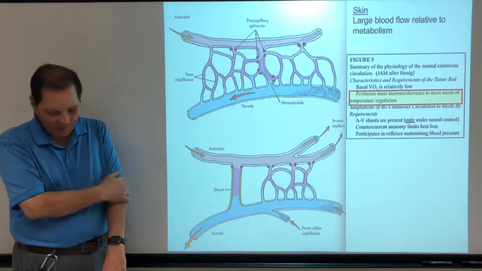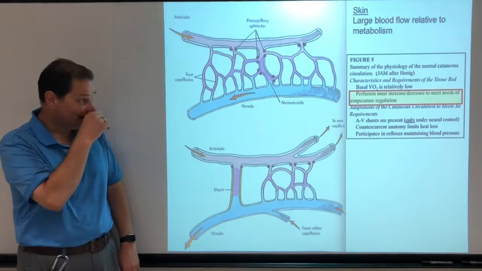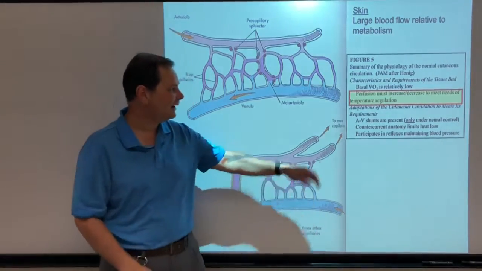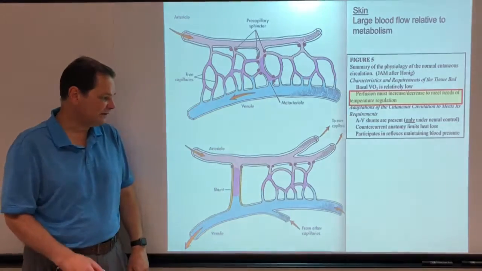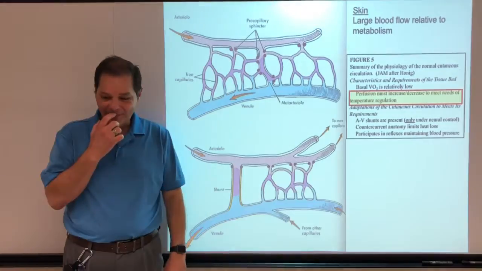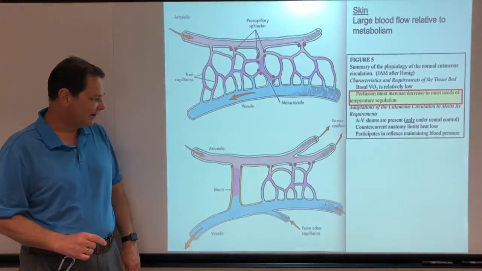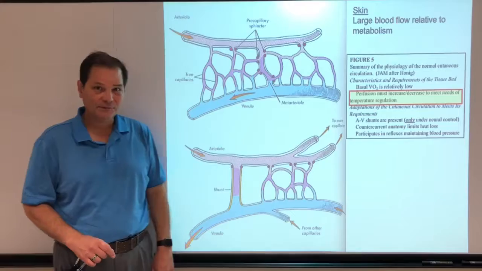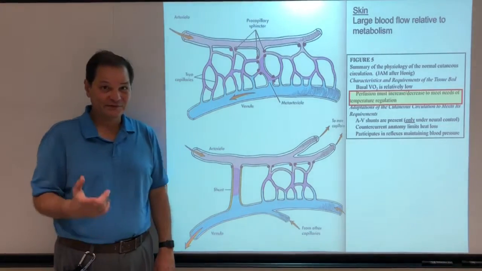However, the reason why the skin gets so much blood isn't because of the metabolic demand. It's because of its role in temperature regulation, which I'm going to introduce to you here. And then there will be an entire lesson at some point on temperature regulation where this will be a part of it. Okay, and I just want you to know the part of regulation that pertains to the skin right now.